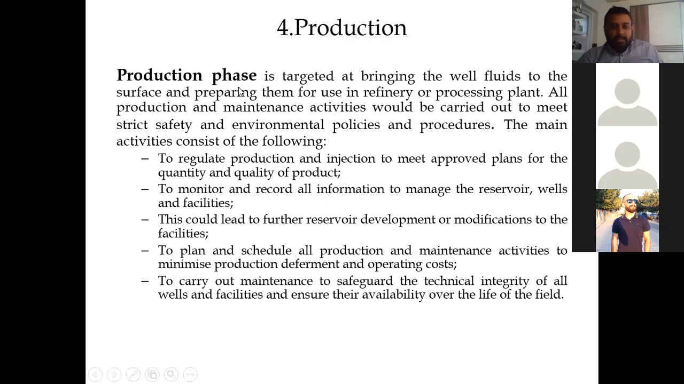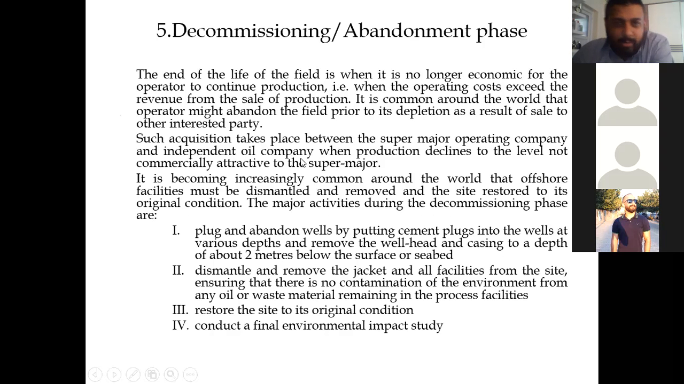In the production phase, this is the best phase where the company makes a lot of money, and they regulate the production and injection in approved plans. They monitor all the records of the reservoir. They try to maintain the reservoirs. They try to increase the life of the reservoir. They try to produce as much as possible. So that's the job at this point. At this point, they are easy. They are making money. Oil is coming out from the well. So the overall situation is very fine.